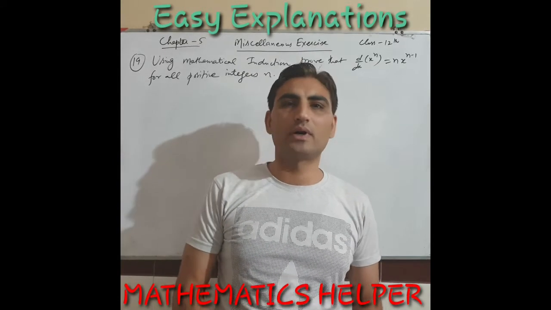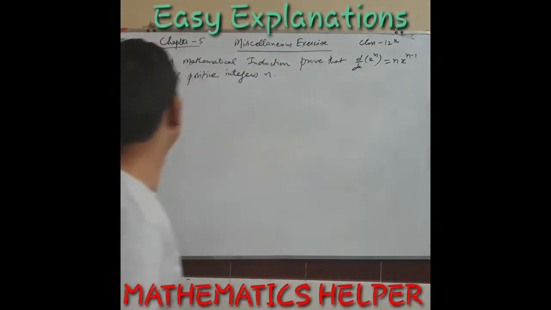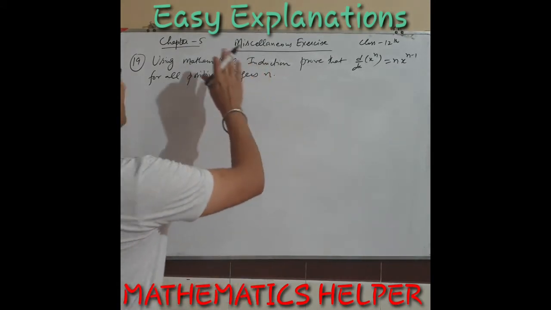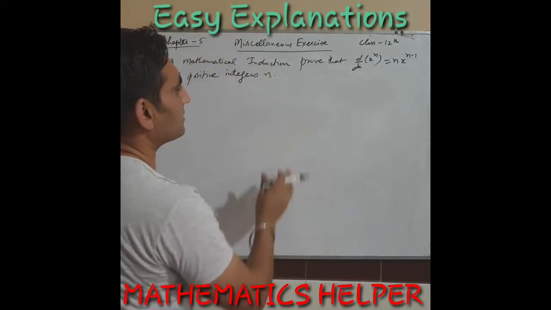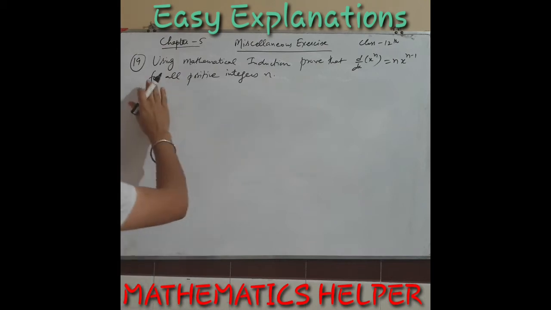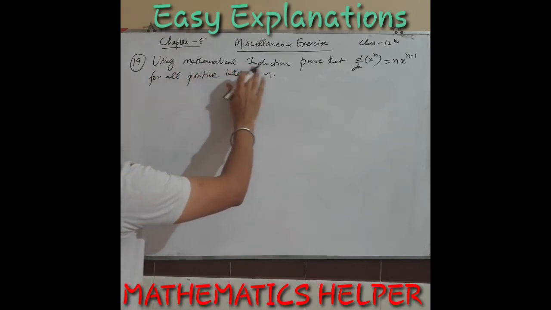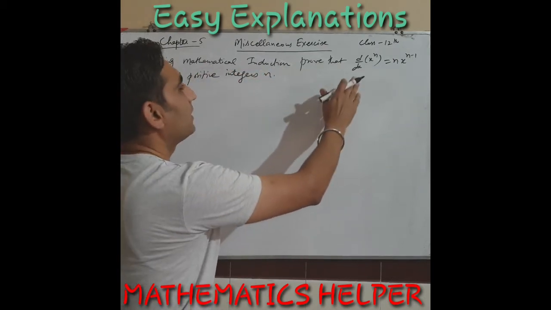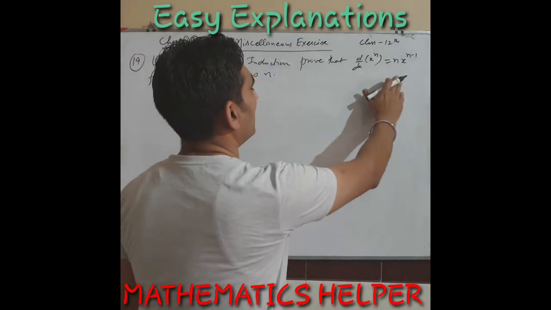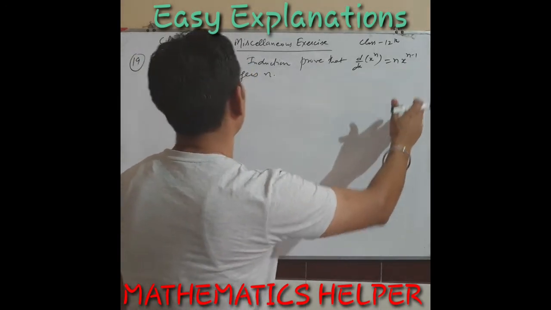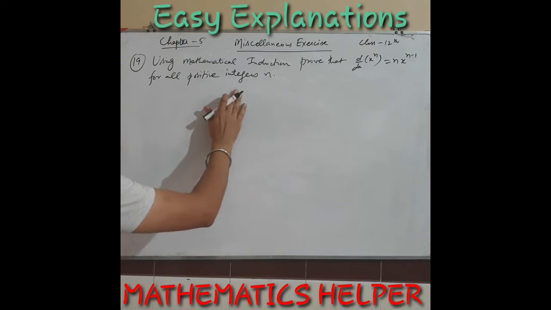Let's start the next work from question number 19 onwards. Chapter number 5, miscellaneous exercise of class 12th. See what is given here. Using mathematical induction, prove that d over dx of x raised to power n equals n x raised to power n minus 1 for all positive integers n.